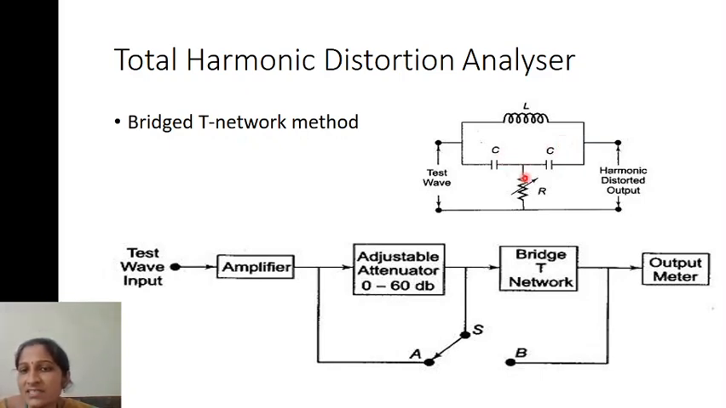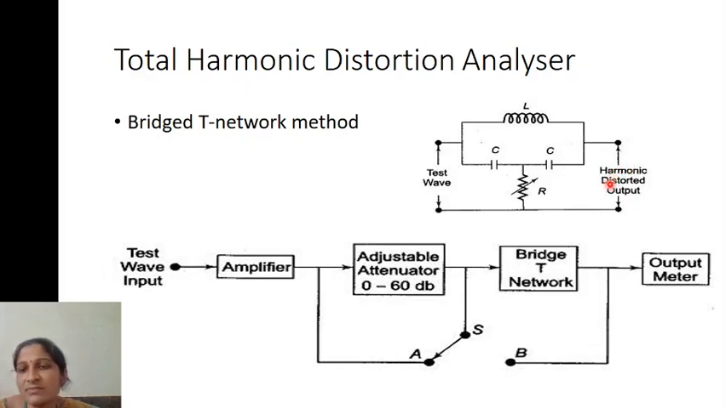The first R is adjusted such that the first harmonic can be bypassed here. That means the first harmonic will be coming here and going through R, to the test wave. That means the first harmonic gets circulated here, and the remaining harmonics will be obtained as the output. This harmonic distorted output consists of only the harmonics other than the fundamental harmonic.